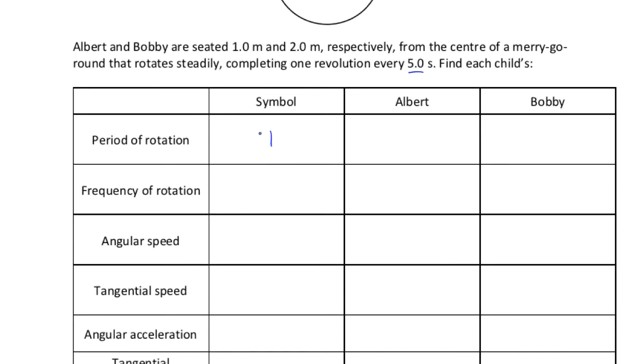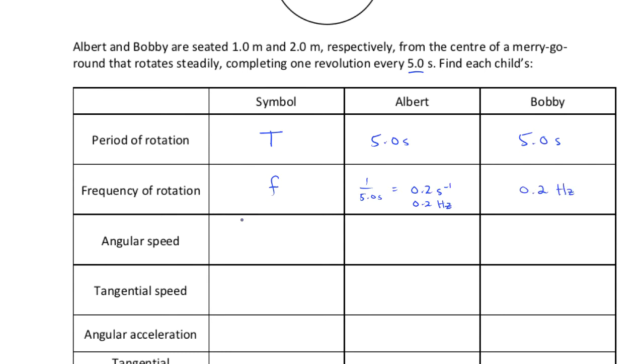Well, the period of rotation, T, is going to be the same for both of them. It's just 5 seconds. And the frequency of rotation, symbol f, is the reciprocal of that, or 1 over 5 seconds, which is equal to 0.2 seconds to the minus 1, or 0.2 hertz. And again, that's the same for both of them.